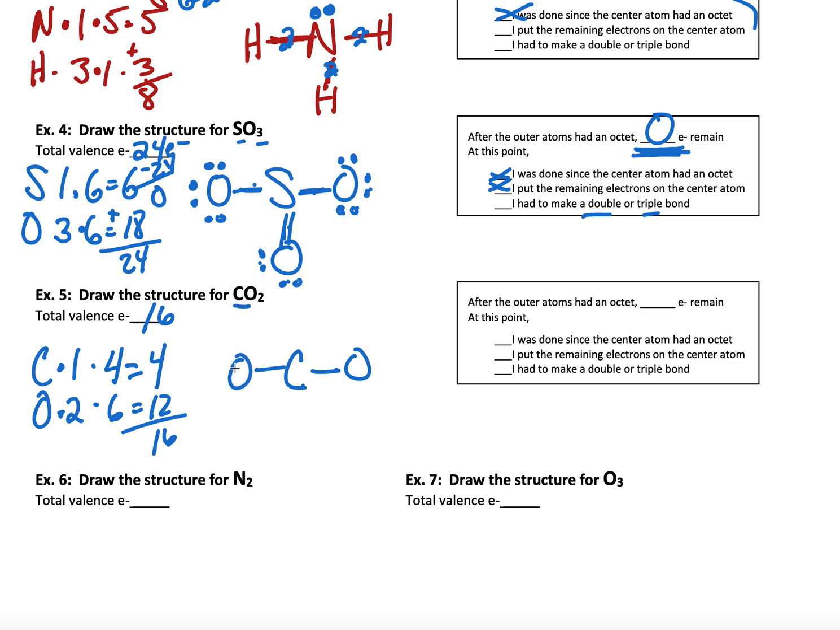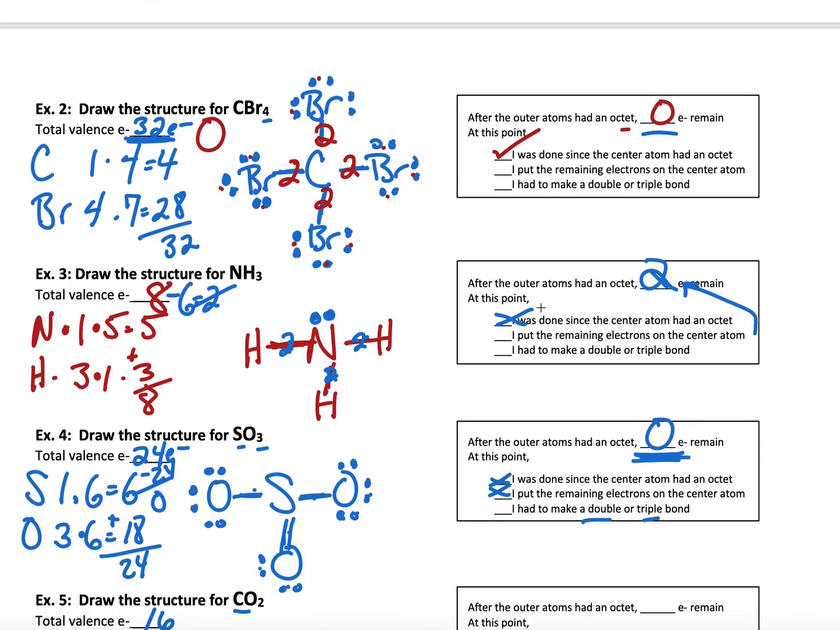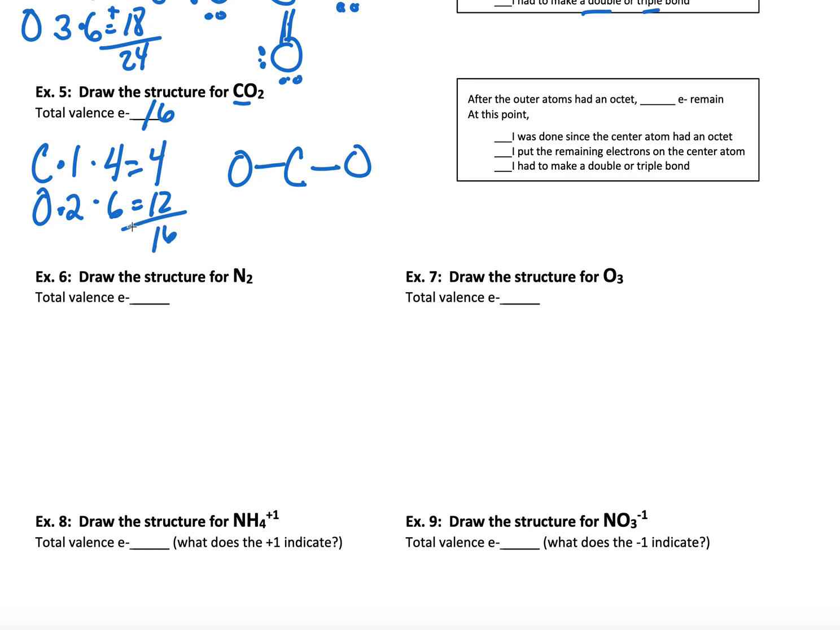Now, the next rule, we just connected them with single bonds. Next rule is use the remaining electrons to give the outer atoms an octet. So let's go give our outer guys an octet. This oxygen will start here. Let's give it 8. So we're going to put 6 more on it, so it has a grand total of 8. 2, 4, 6 plus the 2 in the bond is 8.